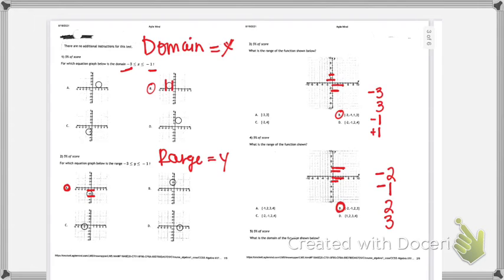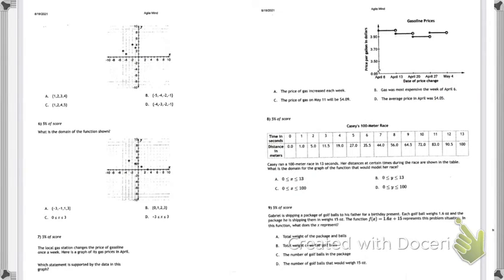All right, now number 5 asks for the domain. Remember domain is the x, so we are looking for the point that's on the most left, so all the way over, and it looks to be negative 5. The next one would be a negative 4, a negative 2, and a negative 1. So my answer for number 5 would be B.